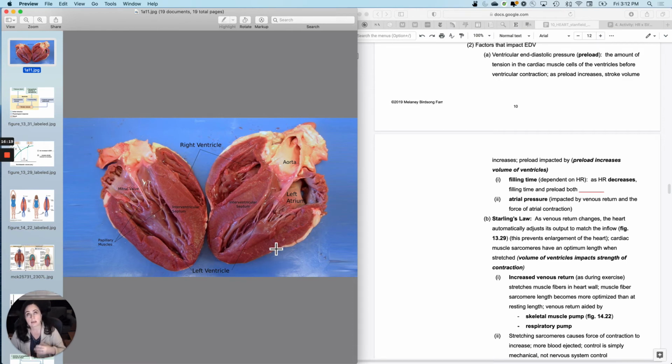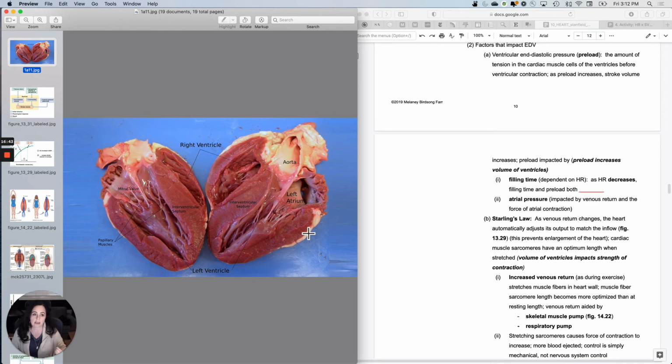So basically what I'm saying here is this thing can get full, but then it can get really full. So if the ventricles are really full, then they are going to increase the volume that the ventricles can hold. So what's going on with preload is how full are they? Are they full or are they super full? Okay. And so how can you impact how full they are?